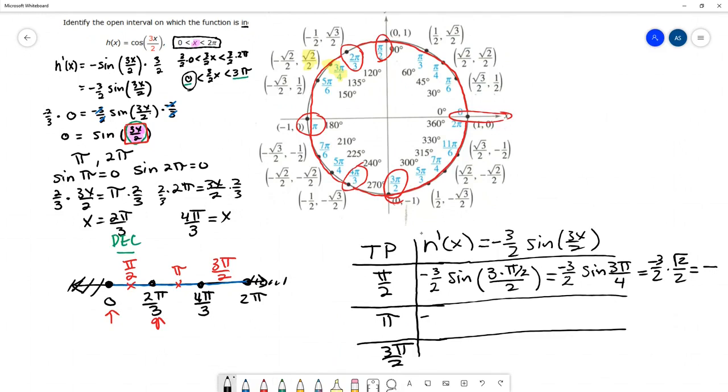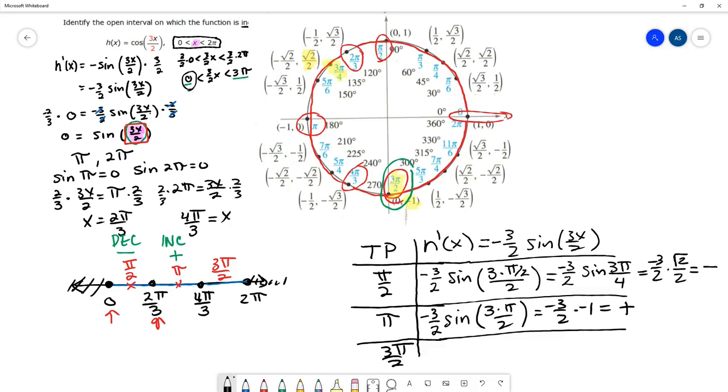For the next point, I'll substitute pi in, negative 3 over 2 sine of 3 times pi over 2. So 3 pi over 2 is right here. Maybe I should highlight it like I did last time. And the y-coordinate is -1. We've got -3 over 2 times -1, and negative times a negative is a positive. So we get on that interval from 2 pi over 3 to 4 pi over 3, the derivative is positive and the function is increasing over that interval.